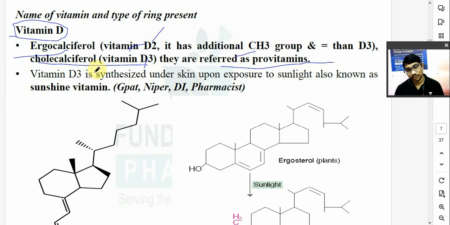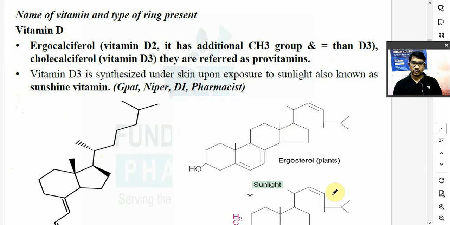Also known as the sunshine vitamin, vitamin D. It is synthesized under the skin. So ergosterol from plants, under the sunlight, is converted into ergocalciferol. It is known as D2. Then after that it is converted to cholecalciferol. So this is the structure of cholecalciferol. You can see here it is steroidal.